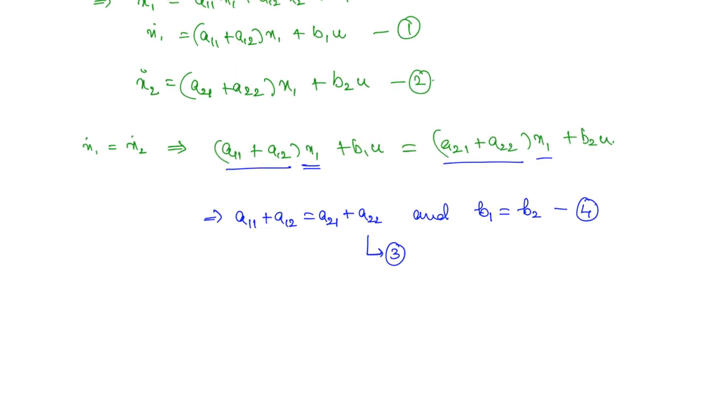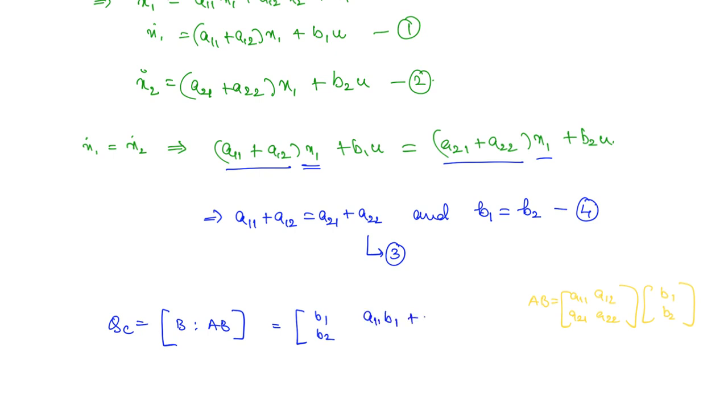Now we will get back to QC. What was this? B, AB. The B matrix is [B1; B2]. What will be A into B? This is [A11 A12; A21 A22] into [B1; B2]. So we are going to get [A11 B1 plus A12 B2; A21 B1 plus A22 B2].